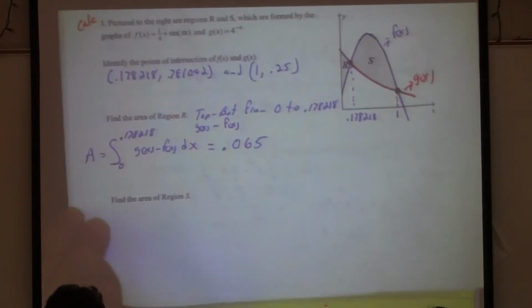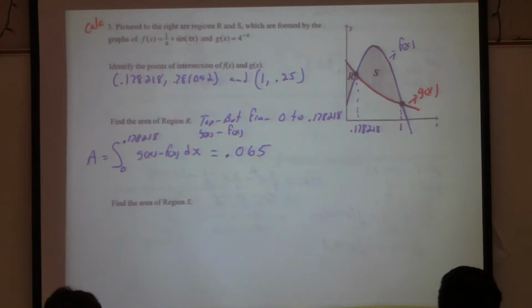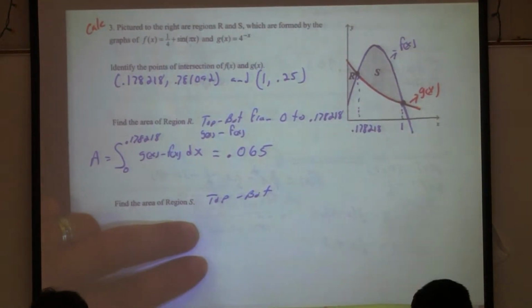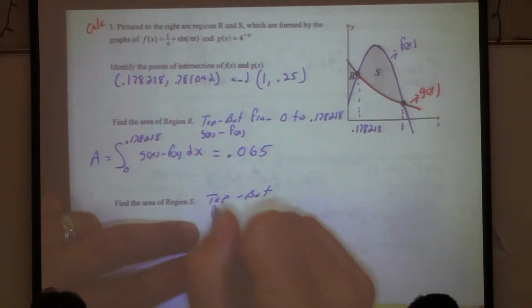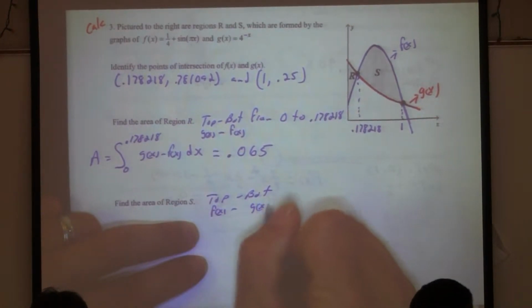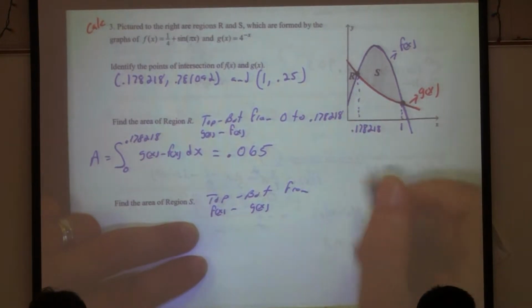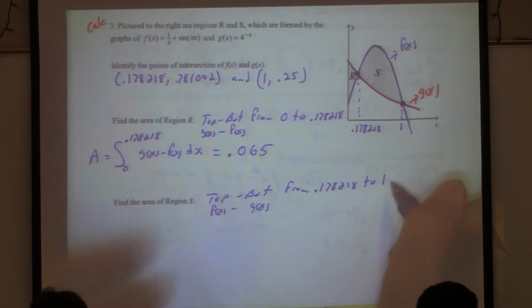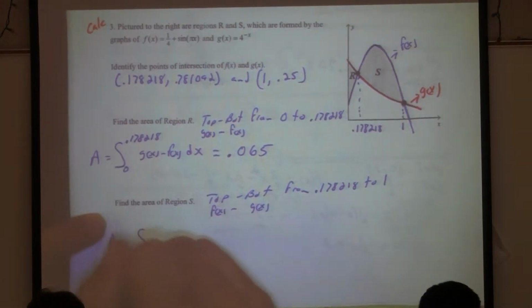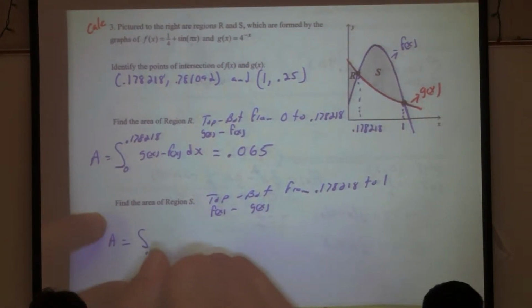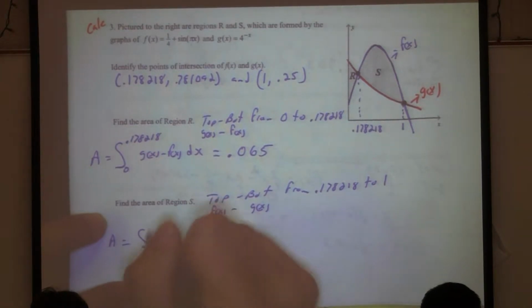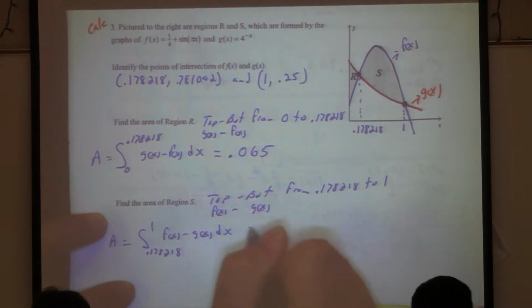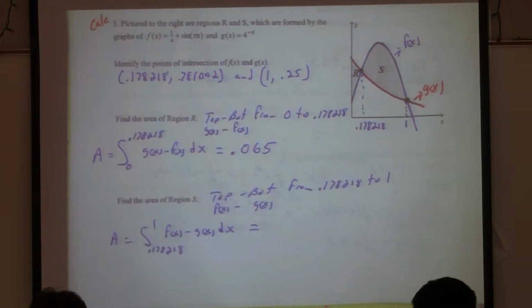All right, how about for region S? What are we going to do there? Top minus bottom as well? Okay. Top minus bottom. Which one's on top now? F and G is on the bottom, and it's going from where to where? 0.178218. So set up your integral. The area is equal to the integral from 0.178218 to 1 of f of x minus g of x dx.